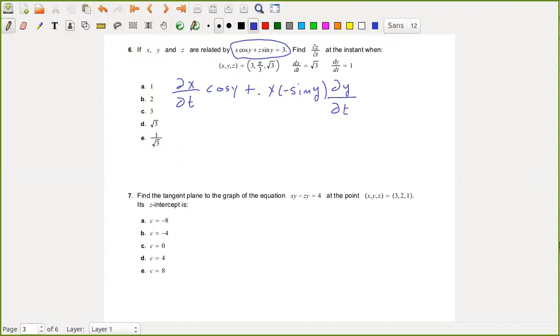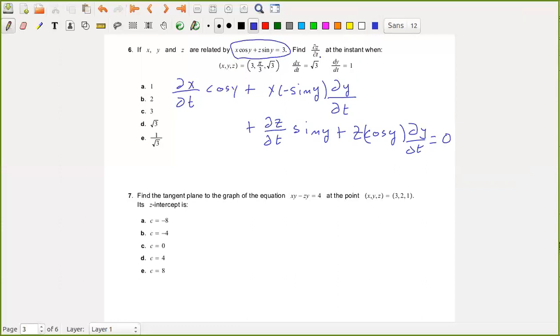Now we'll do the same thing here. So this is going to be plus the partial derivative of z with respect to t times sine y, plus z times the derivative of sine y with respect to t. This is z cosine y times the partial derivative of y with respect to t, and that's equal to 0.